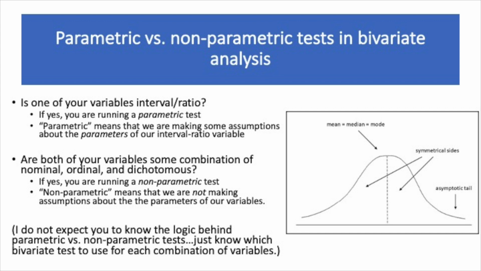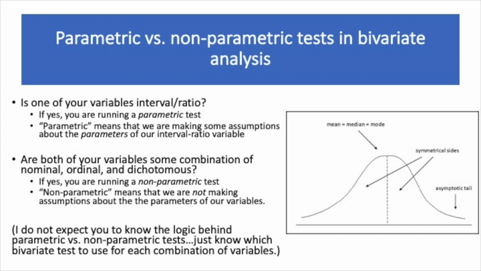For inquiring minds, I'll tell you that parametric inferential statistics are run when you have at least one interval ratio variable in your bivariate analysis. And parametric here means that we are making some assumptions about the parameters of our interval ratio variable, hence the name parametric.